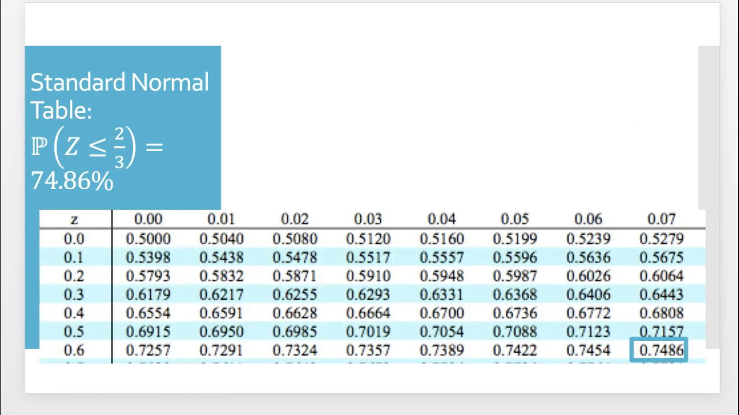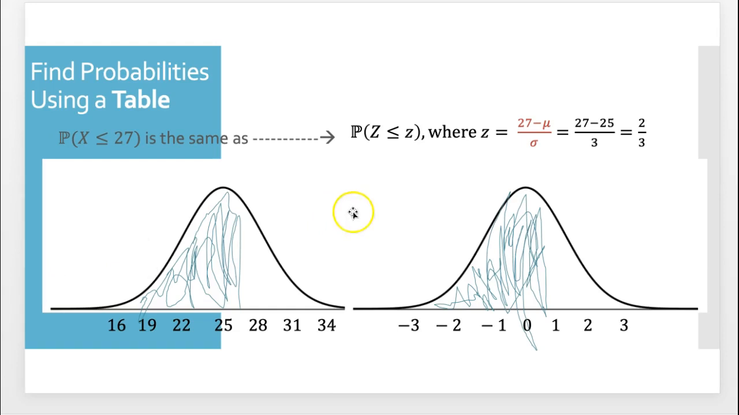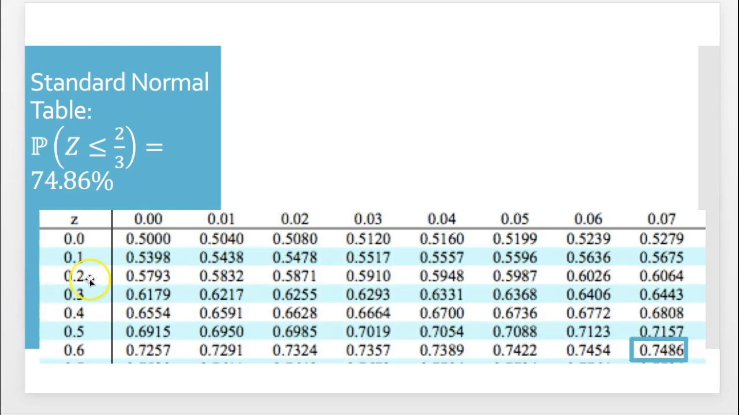So how did I get this probability here? Once I find my z-score, I'm going to use my table to find this shaded area. If I go to my table, one thing to notice is that this column gives you the ones and tenths value of the z-score. So it goes from 0.0, 0.1, 0.2, all the way down. Whereas the row gives you the hundredths value of the z-score, so 0, 0.01, 0.02, up through 0.09.